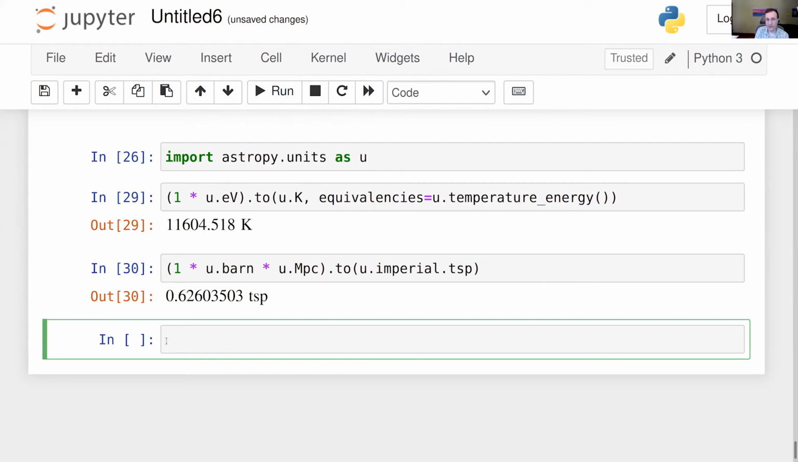So the second subpackage is astropy.constants. And we can import that with import astropy.constants as const.